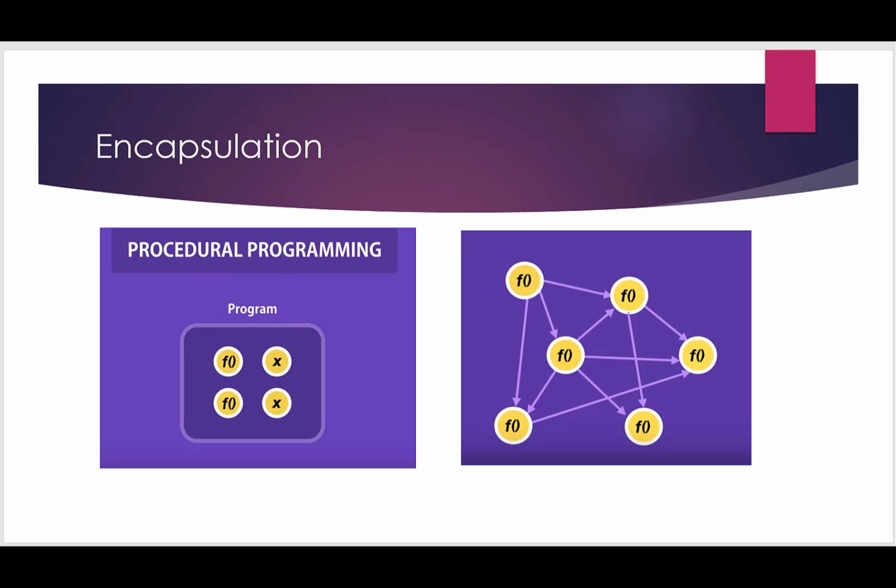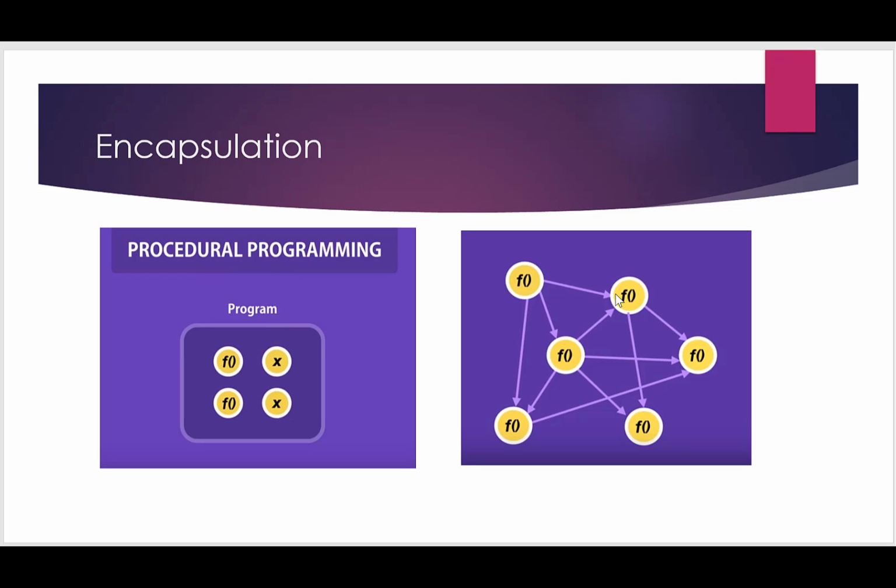First of all, encapsulation. Before object-oriented programming, we had procedural programming. This is our program. You can see that we have some data here and some functions which operate over this data. As our program grows, we have lots of functions that have relationships with each other. They have connections with each other.